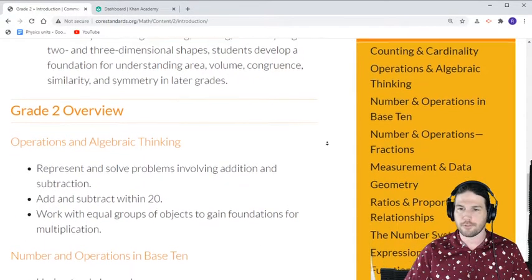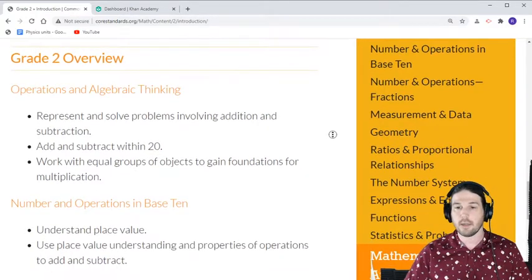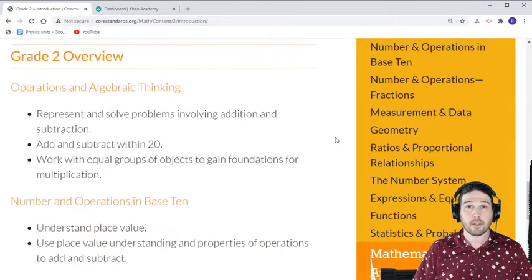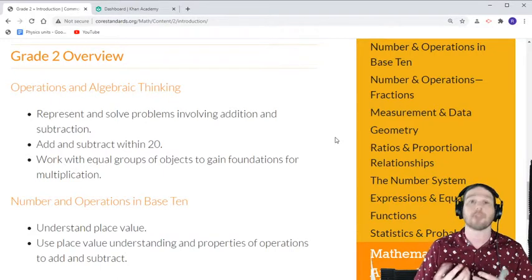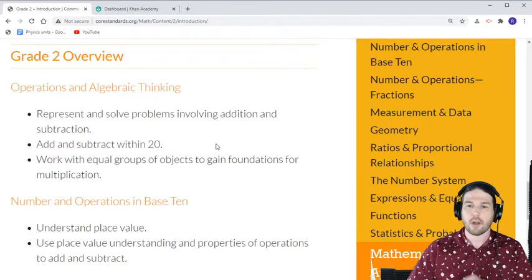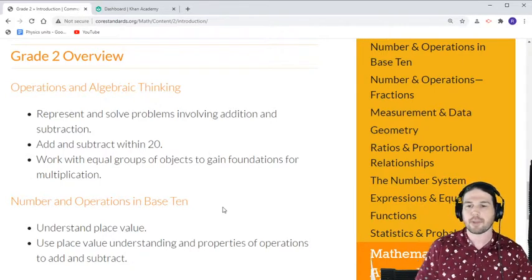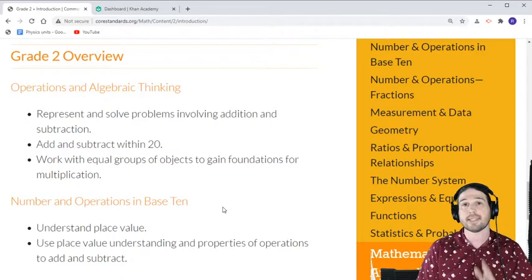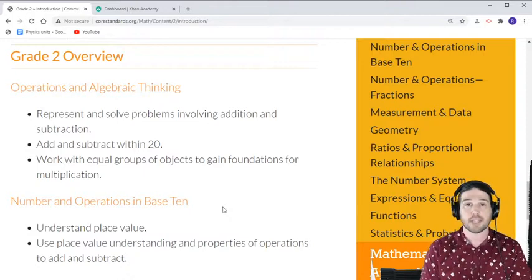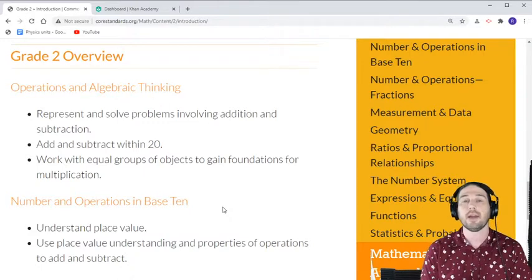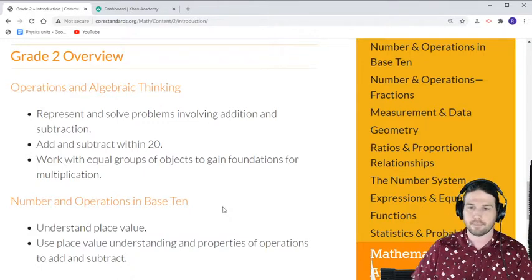Grade 2 overview. So once again, we're just going to go ahead and break it down into the most fundamentals, and then once we're in Khan Academy, we're going to take those fundamentals and break them down even further. Operations and algebraic thinking. Represent and solve problems involving addition and subtraction. At this point in 2nd grade, students need to be able to write 15 plus 11 equals 26. They need to understand what the plus and the equals signs mean and how to use them, as well as the minus sign and all of that.